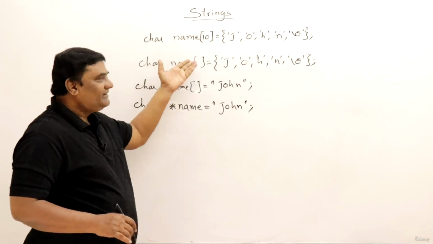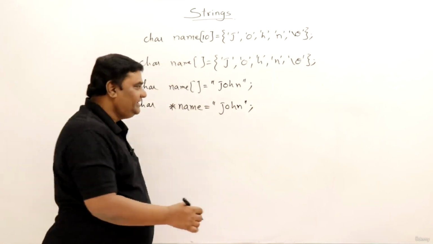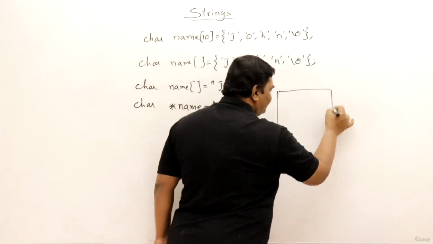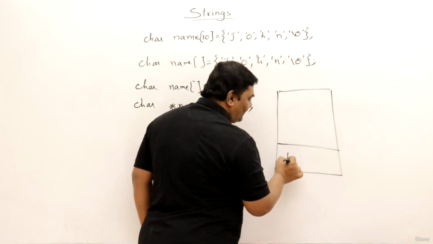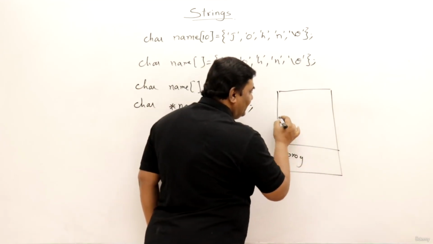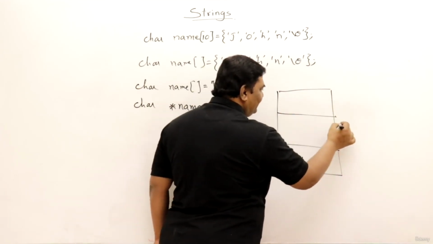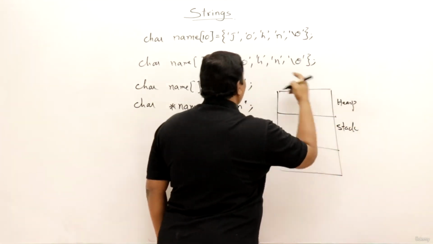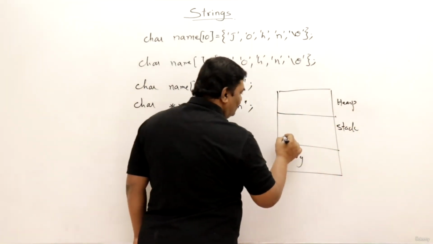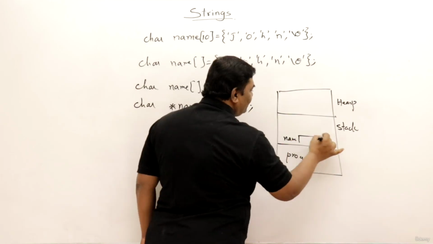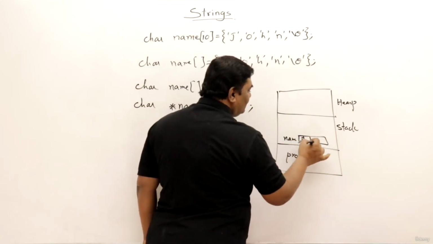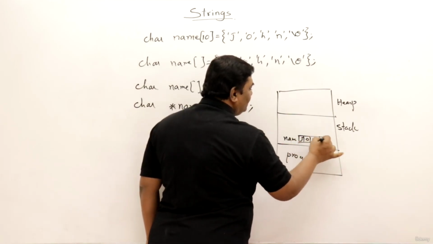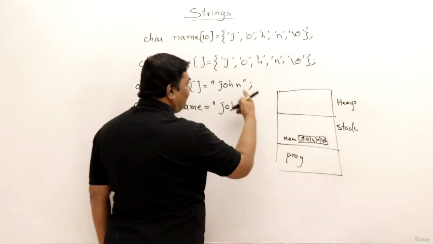All these arrays are created inside the stack. So what does it mean? We have already seen this memory structure, right? So here the program code will be there, and this is the stack and this is the heap, right? Now if I take all these arrays, all those arrays are created here. They are created like this.